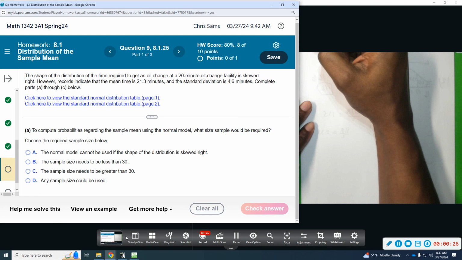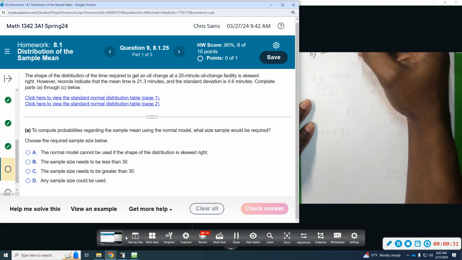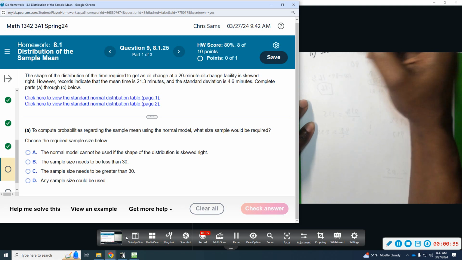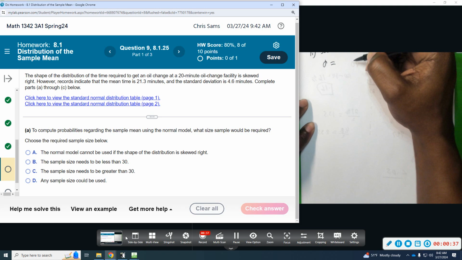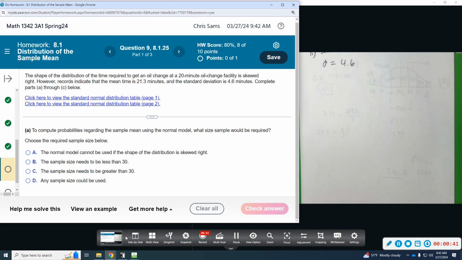All right, so we are given the mean is 21.3 and the standard deviation is 4.6, and we were told that this is skewed to the right.